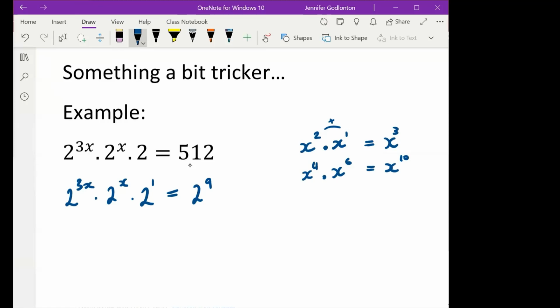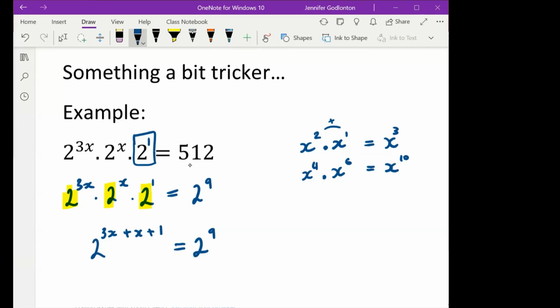This is going to have a 1. And so we're going to keep our base the same. All of these have a base of 2. And we are going to add our exponents. So 3x plus x plus 1 is equal to 2 to the power of 9. And when you have a number like this that doesn't have any exponents, I recommend you write a 1 right above it straight away, because then you know not to forget it.